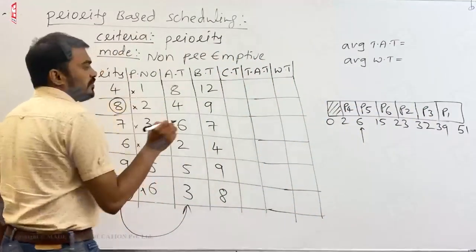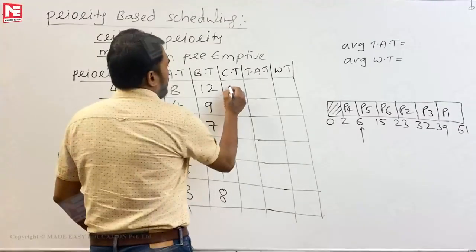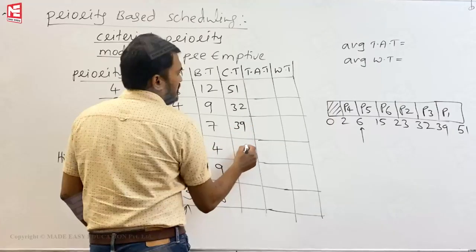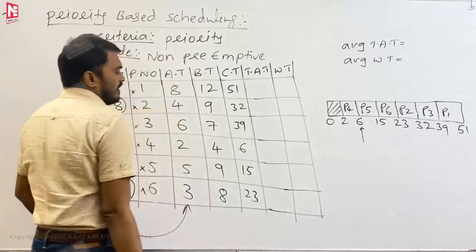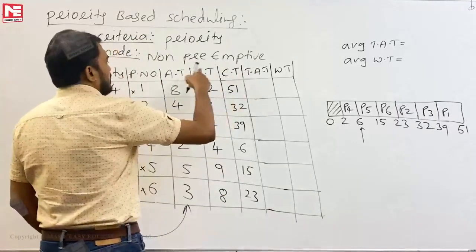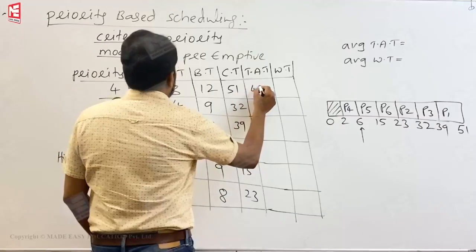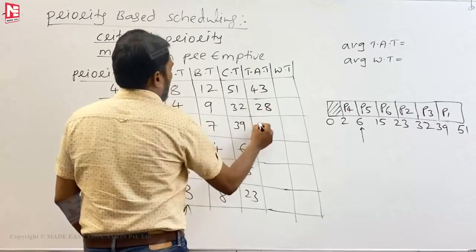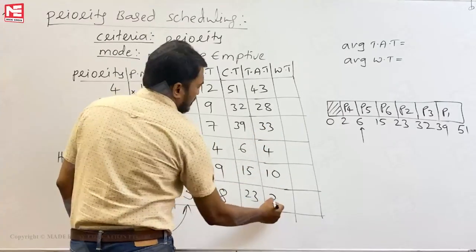Okay, check the whole Gantt chart. So next, now take out the completion time first. So this is 51. This is 32. This is 39. This is 6. And this is 15. And this is 23. Okay, right. So turnaround time is completion time minus arrival time. 51 minus 8. How much is that? 43. Okay, 43. And this is 28. And this is 33. This is 4 and this is 10 and this is 20.